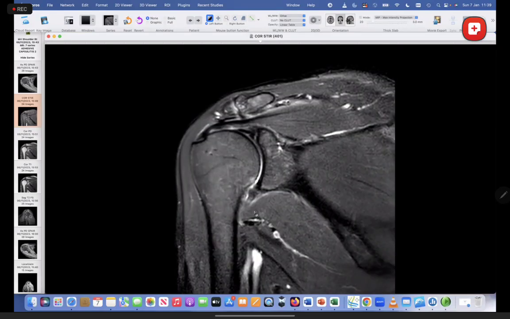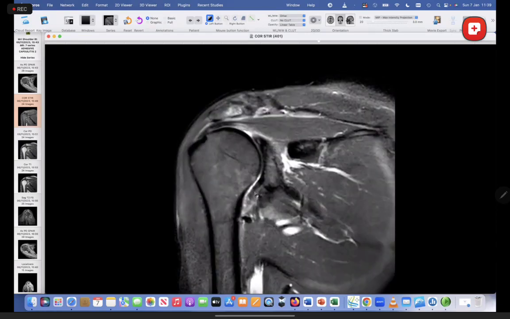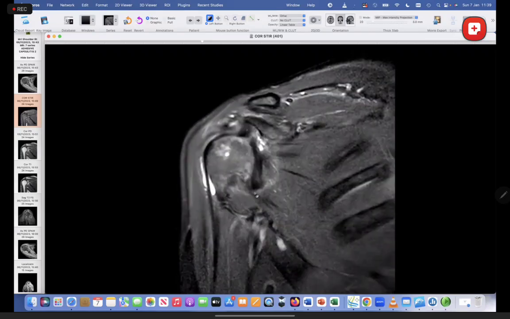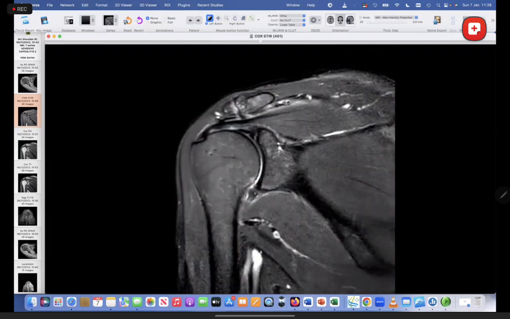And of course, you've looked at the muscles and you've looked at the joint capsule, which I said right at the start. So the coronal gives you a good overview of what's going on with the rotator cuff tendons. Any questions on the coronal, PD or T2 or STIR?